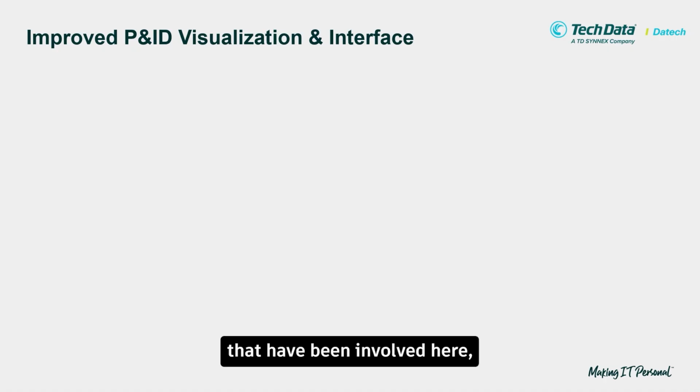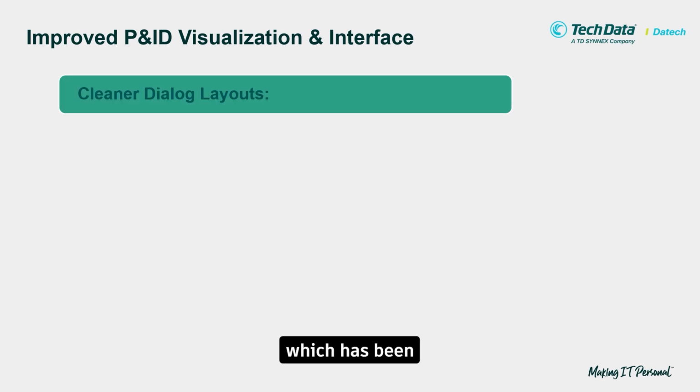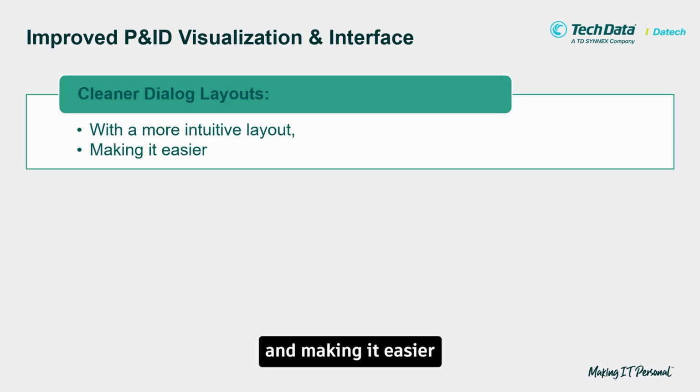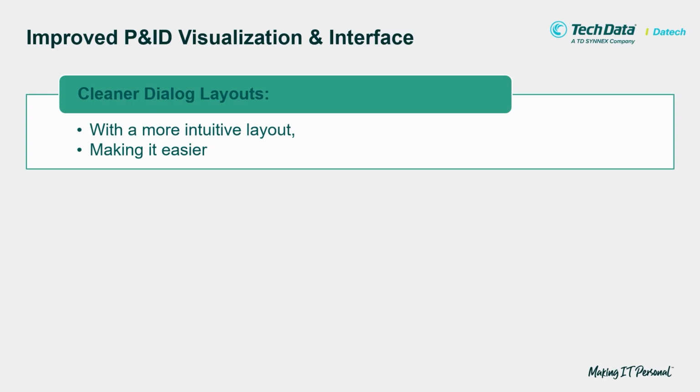P&ID improvements that have been involved here, starting with cleaning up the dialog layout, which is an innovative method of laying out and makes it easier to view and also edit the properties. The complex relationships make it easier for the user to edit, with a more customizable way of cleaning the design layouts.